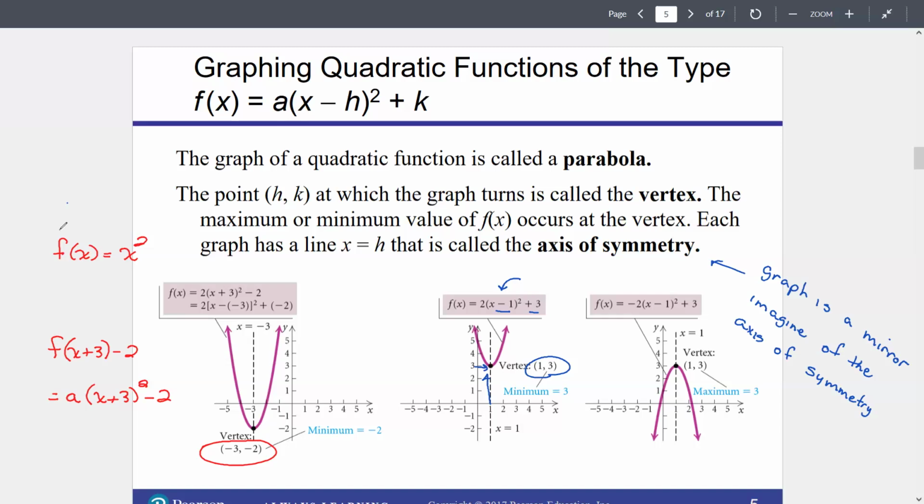Another thing to point out here is that this is the part that we call the a. Here a is positive, and we see the graph is opening up. Here it's negative. If you remember, when we had a negative out front, we said it was a reflection over the x-axis. It means that my graph is going to change from opening up to opening down. So if a is positive, the parabola opens up. If a is negative, the parabola opens down.